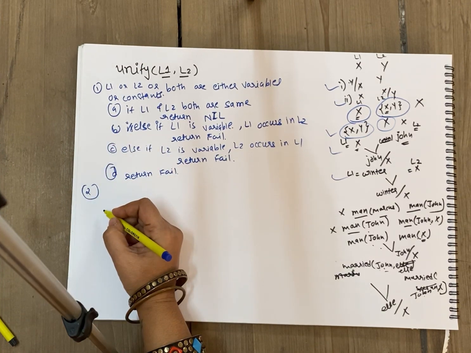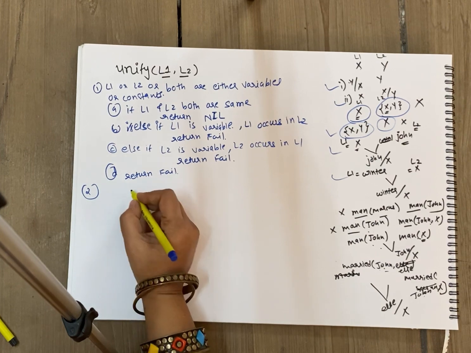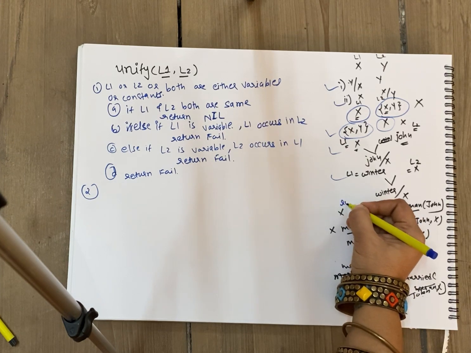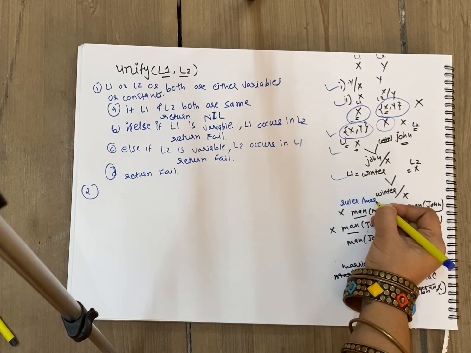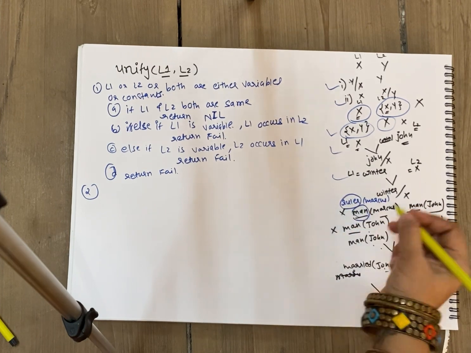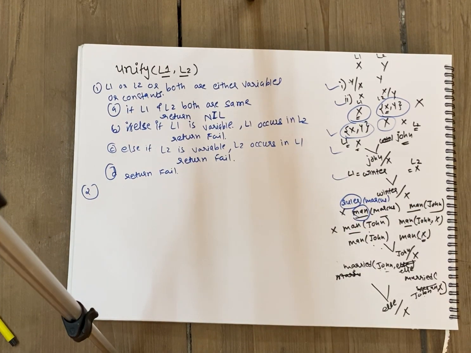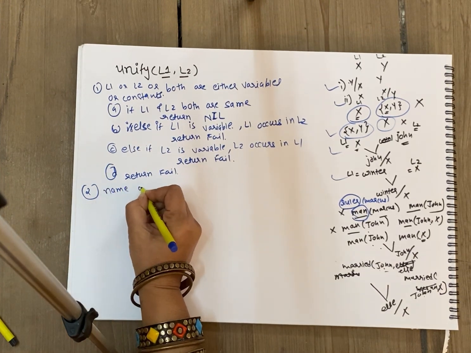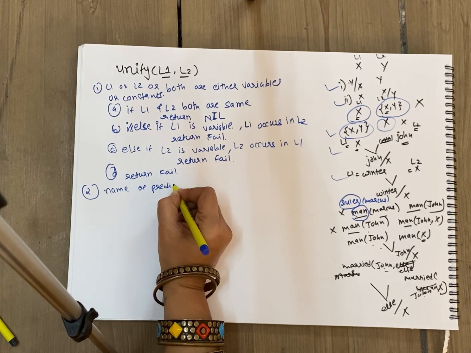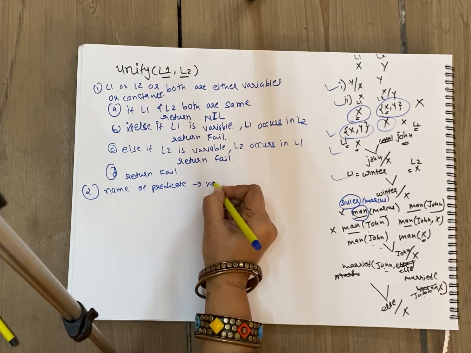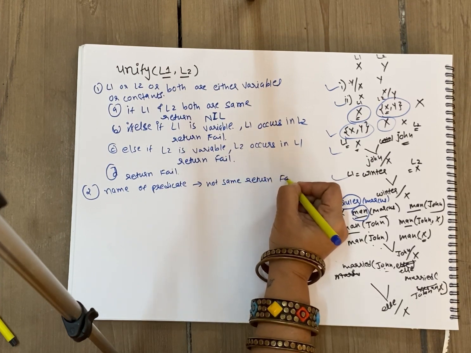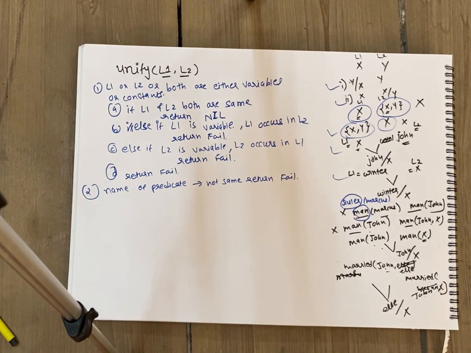What is the second possibility? If we are talking about predicates, say man Marcus and then ruler Marcus. See, the names of the predicates are not the same. So if the name of the predicate is not the same, you are anyhow not going to unify, then return fail. I am not writing the complete statement, you can read it from the book, it is very well explained in the book as well.